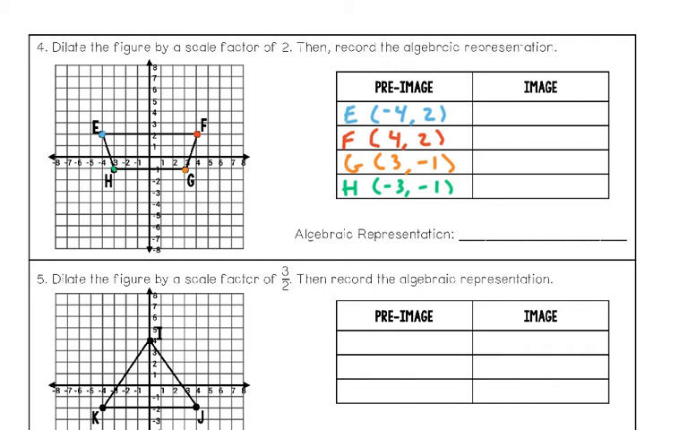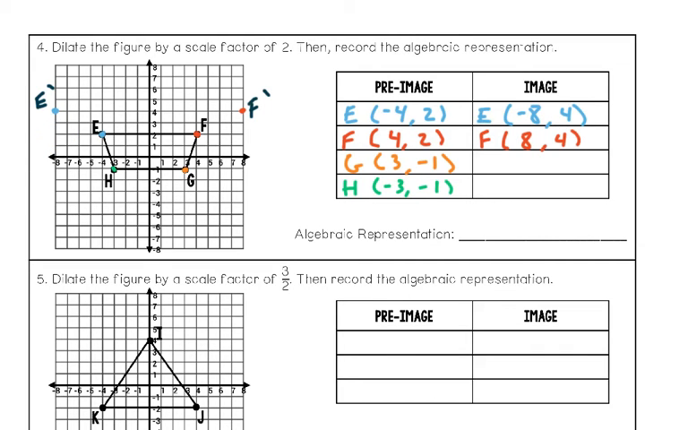Now we need to go ahead and do our dilation. We're going to use each coordinate and the scale factor of 2, and we're going to multiply, because we always multiply by the scale factor. So for the first one, I'm going to take the -4 and multiply it by 2, the 2 and multiply it by 2. What will be my new point? (-8, 4). And then we can also plot that onto the coordinate plane.